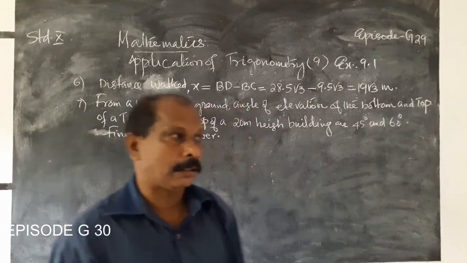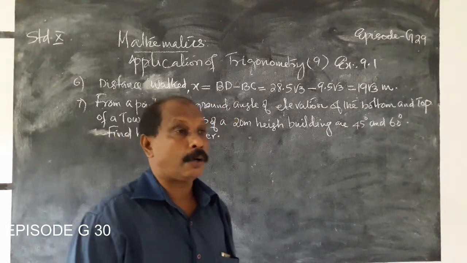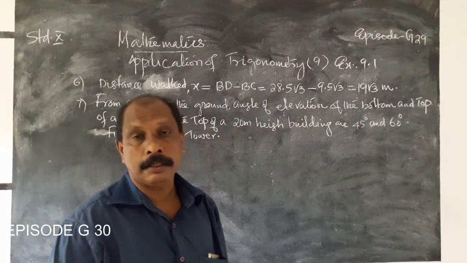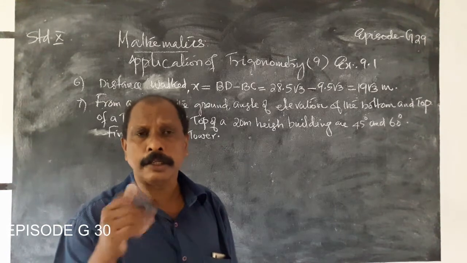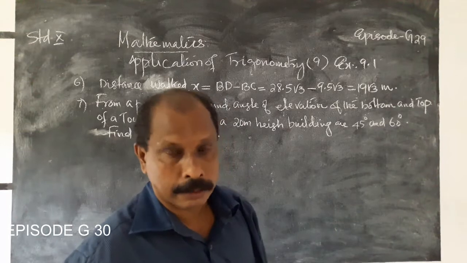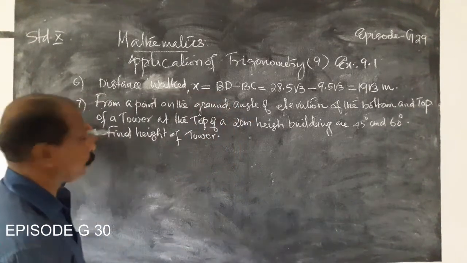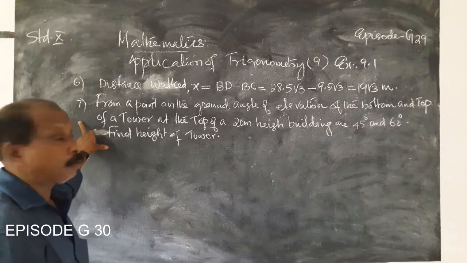19 root 3 meter. Therefore, the distance travelled by that boy towards that tower is 19 root 3, that is 19 into 1.73 meter or 19 root 3 meter. That is the final answer. Then in this episode, let us answer the seventh question. That is also an important question.